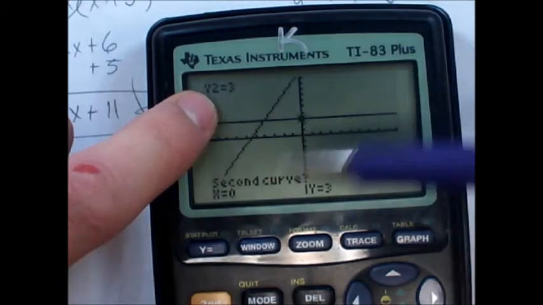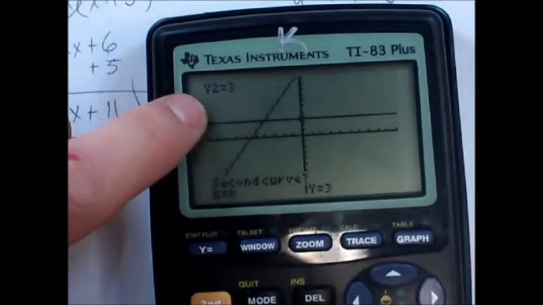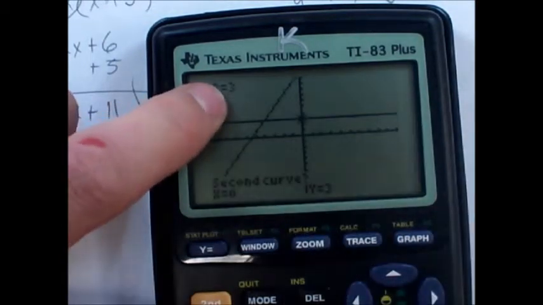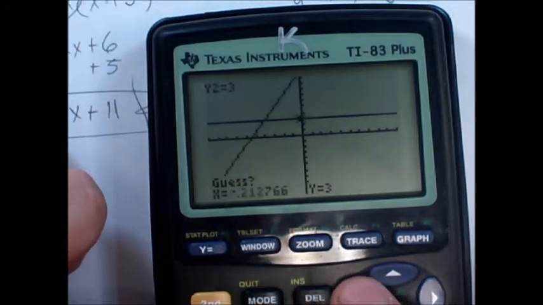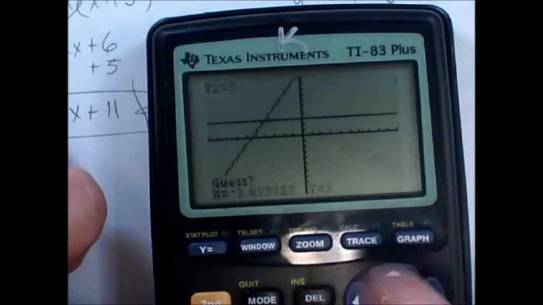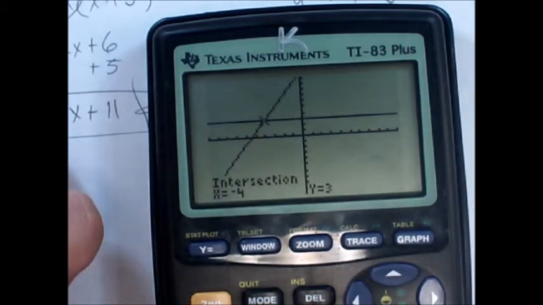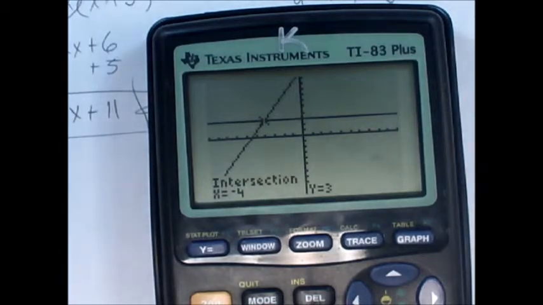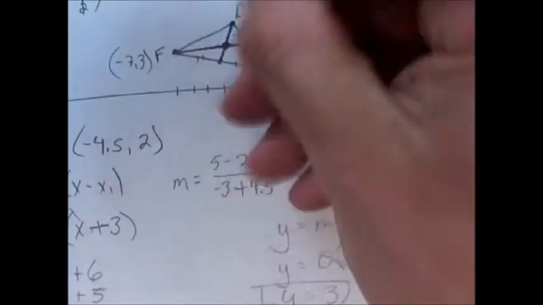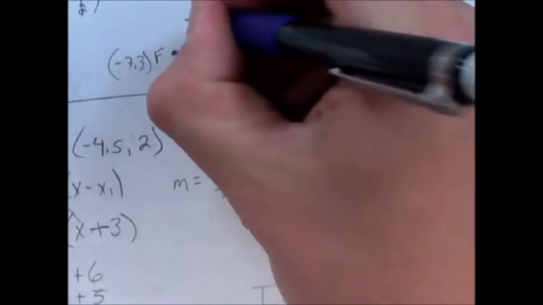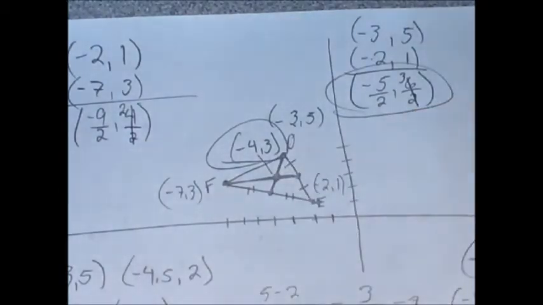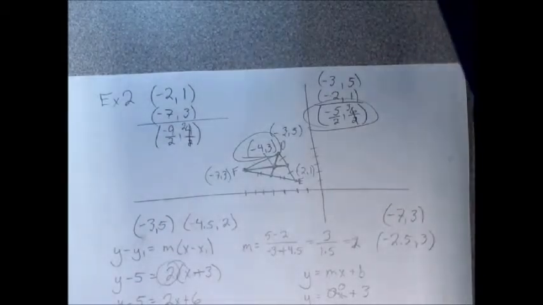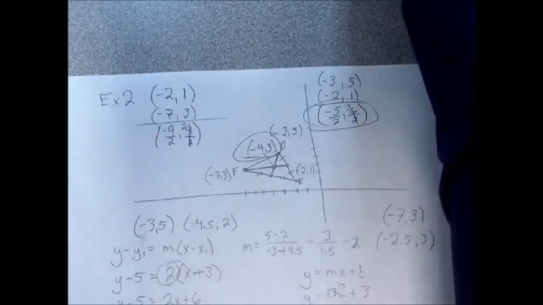Now it jumps. Second curve, it's asking for the second line, so I'll let it be y equals 3, just like it says in my calculator. Now it says guess. Where do you think it's going to cross at? Well, I think it crosses right there. And then it gives me the exact answer: negative 4, 3. So I'm going to draw that. All I did was connect my line. Negative 4, 3. It's a lot of work, a lot of steps.